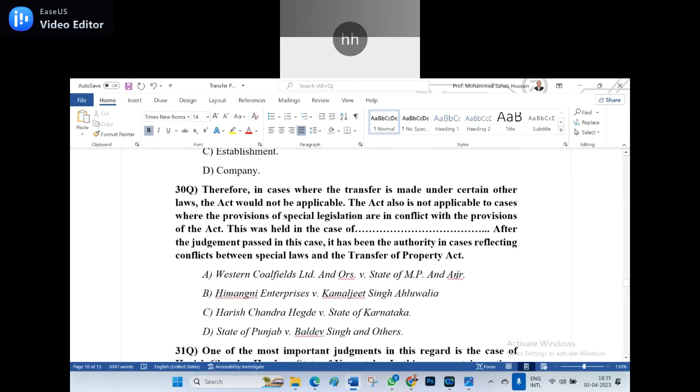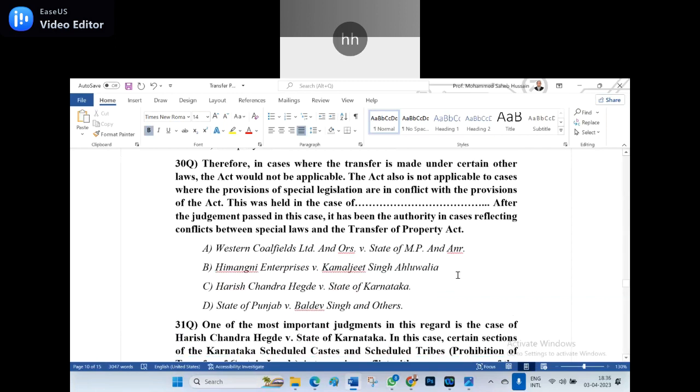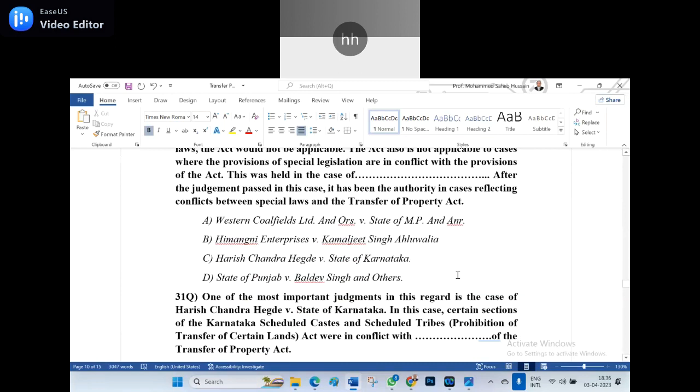30th question. In cases where the transfer is made under certain other laws, the act would not be applicable. The act is also not applicable to cases where the provisions of the special legislation are in conflict with the provisions of the act. This was held in the case of dash. After the judgment passed in that case, it has been the authority reflecting the conflicts between the special laws and the Transfer of Property Act. Which is the case law?